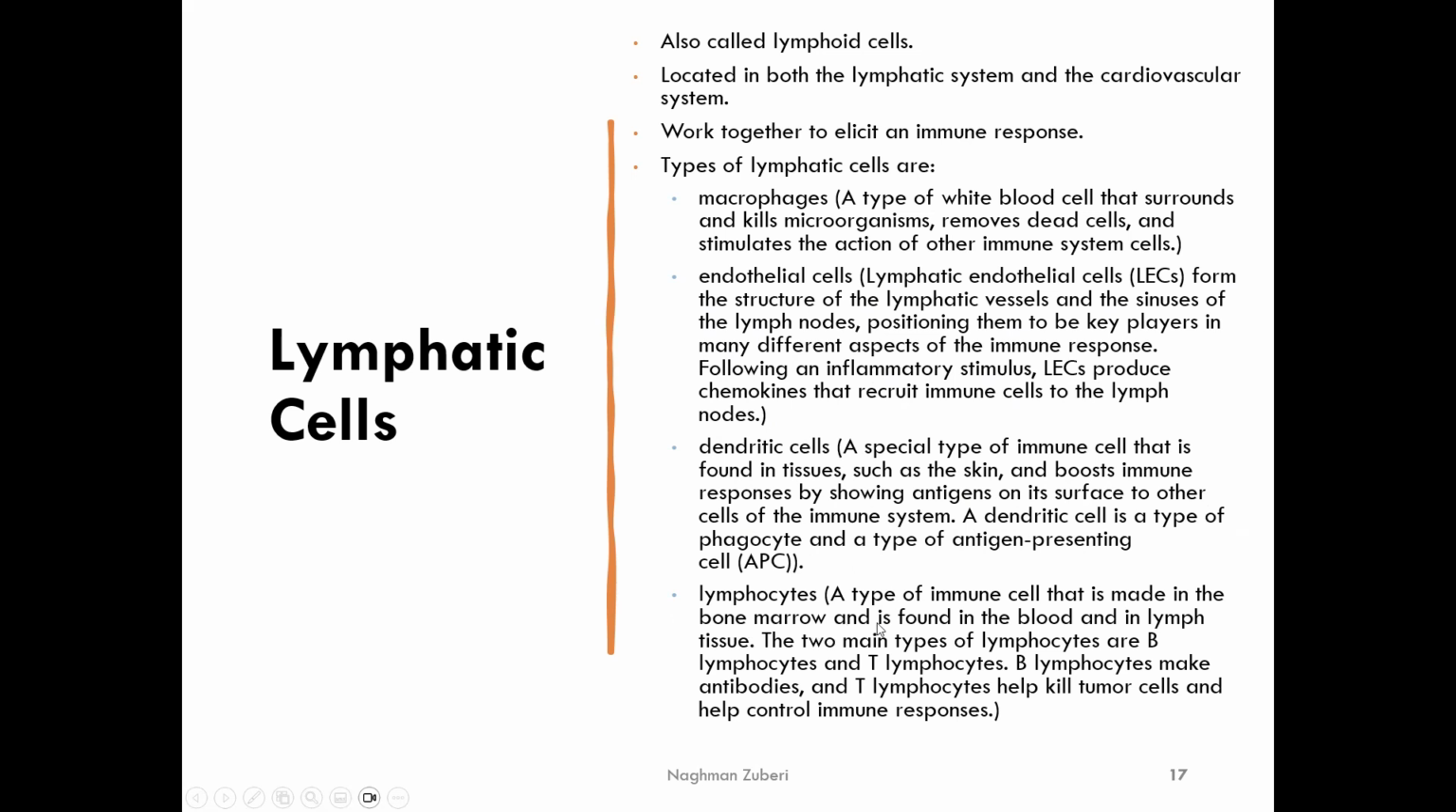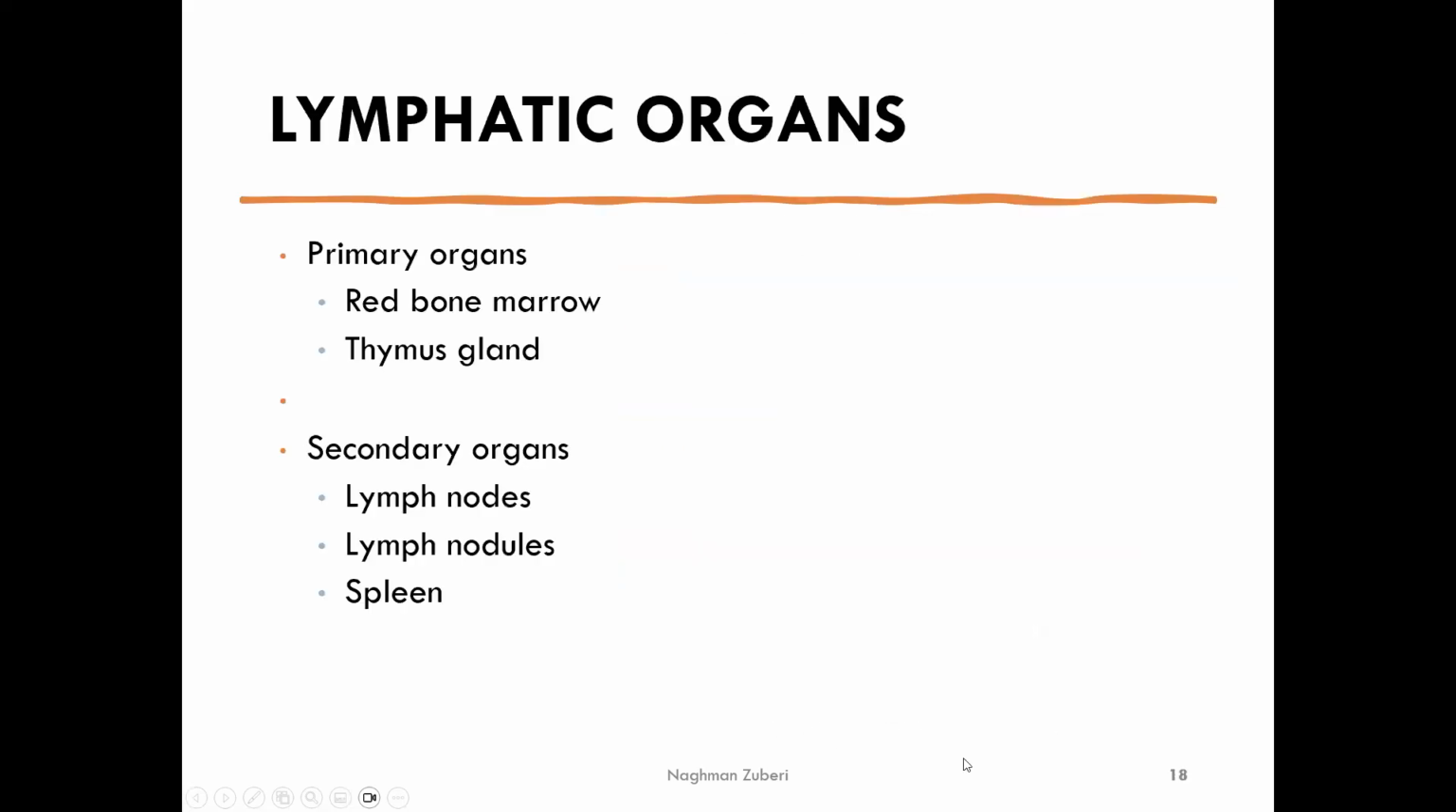Then comes lymphocytes, a type of immune cell that is produced in the bone marrow and is found in the blood and in lymph tissue. They are of two types, the B lymphocytes and the T lymphocytes. B lymphocytes, they make antibodies, and T lymphocytes, they help kill tumor cells and help control the immune responses.